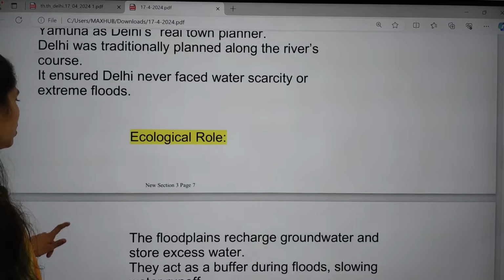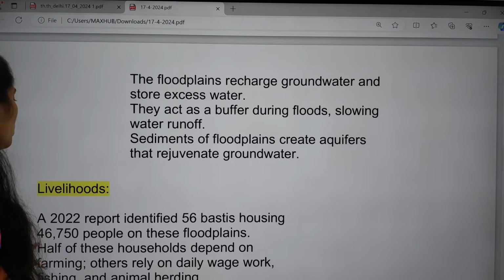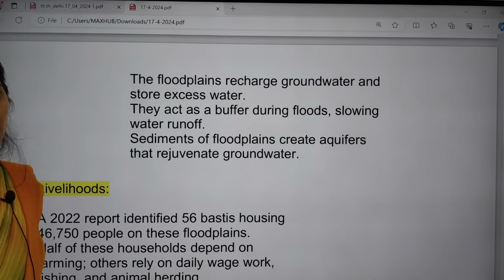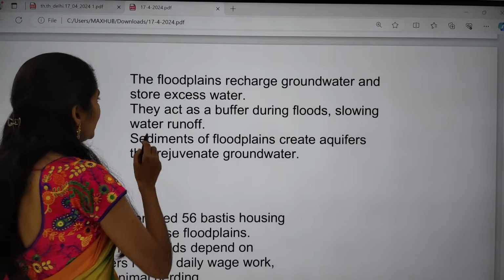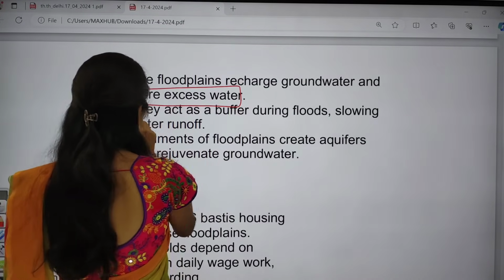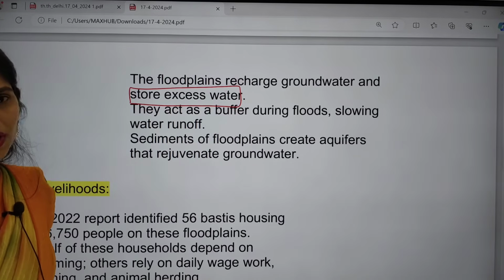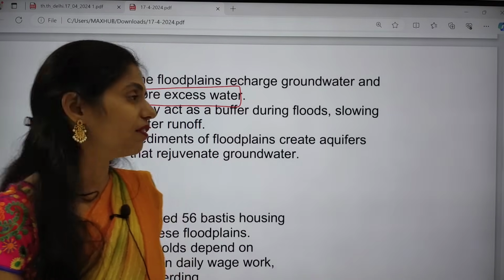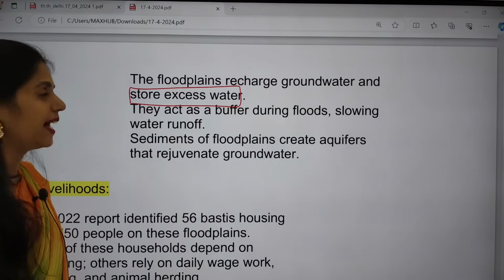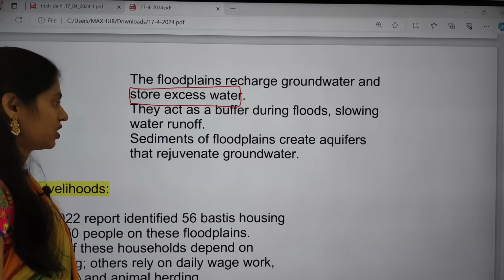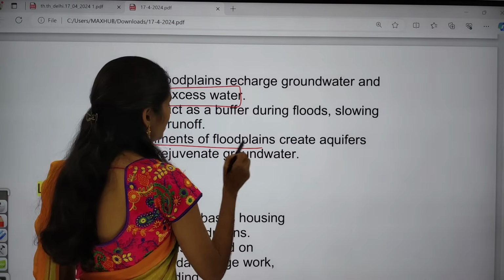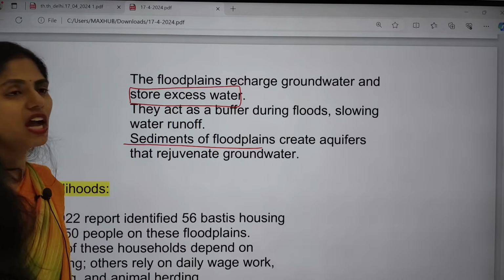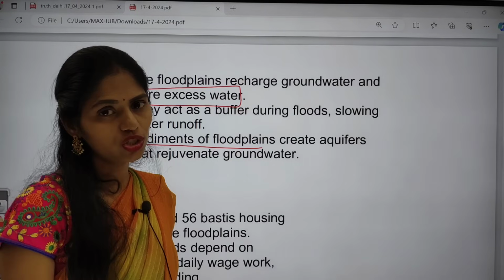The next one is the ecological role. Floodplains recharge groundwater and are helpful for storage of excess water. This water acts as a buffer during floods and slows the water runoff. The sediments of floodplains create aquifers, which help in the rejuvenation of groundwater.